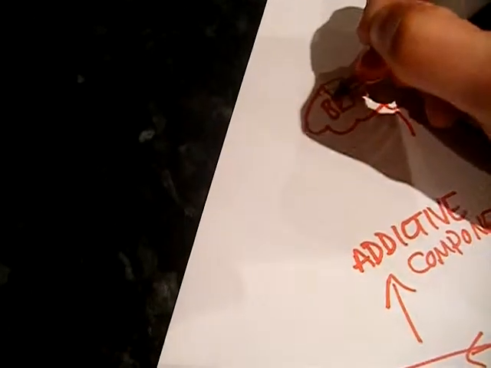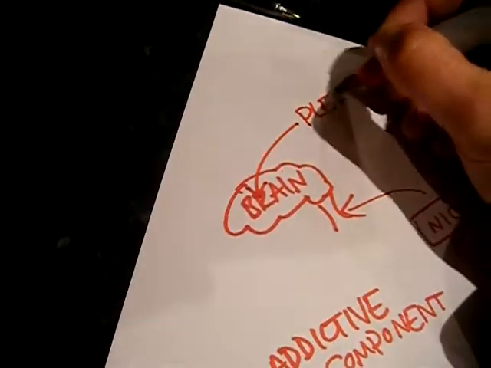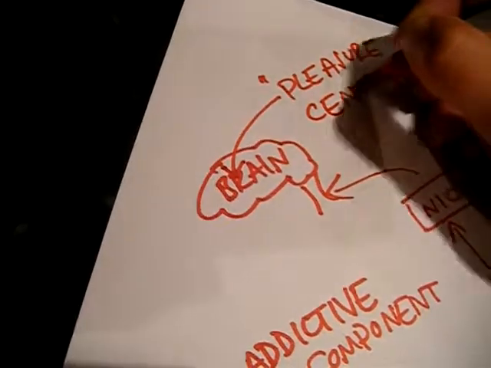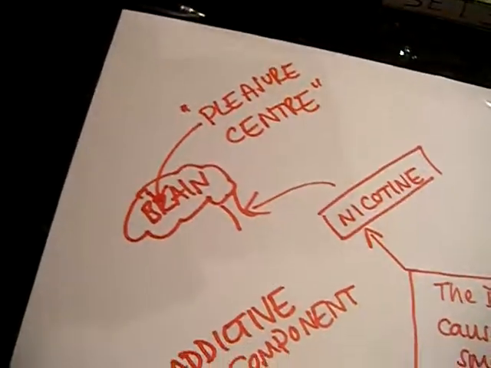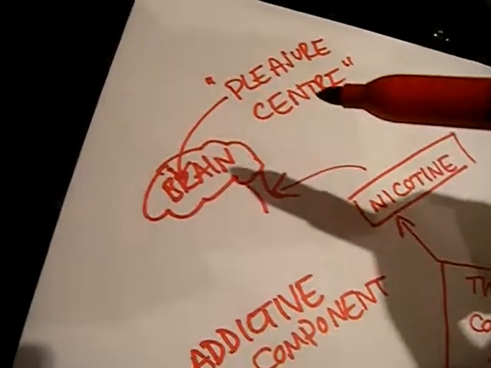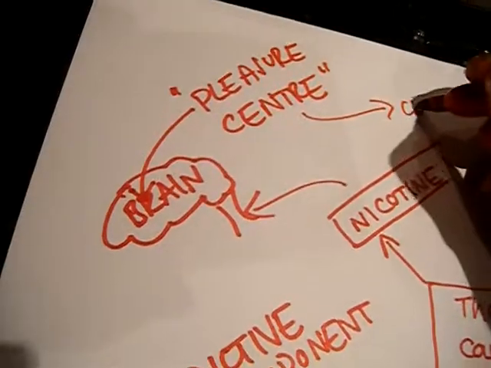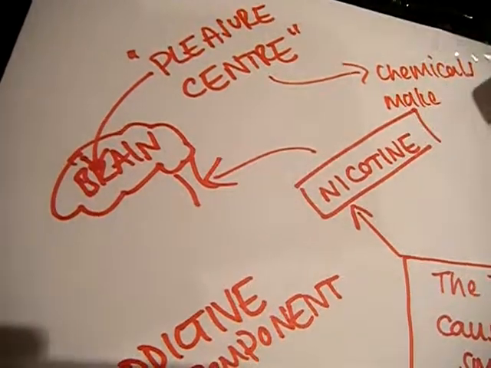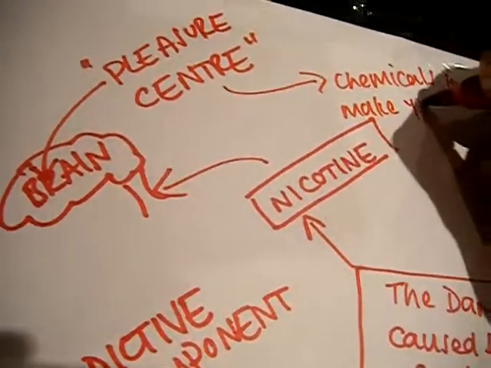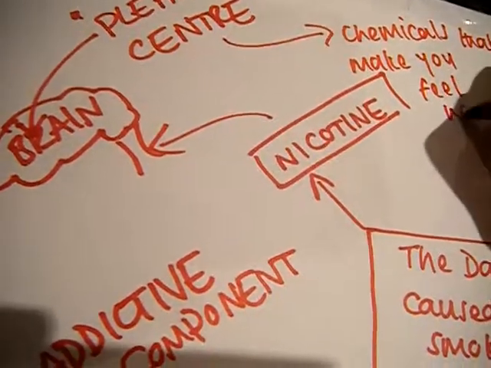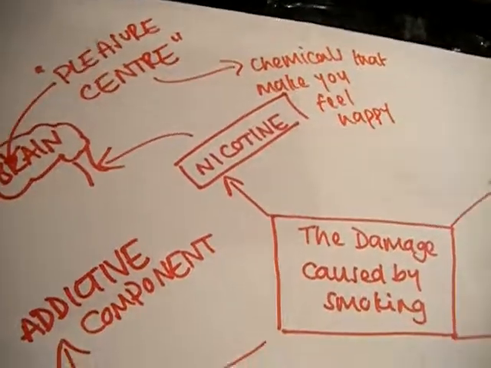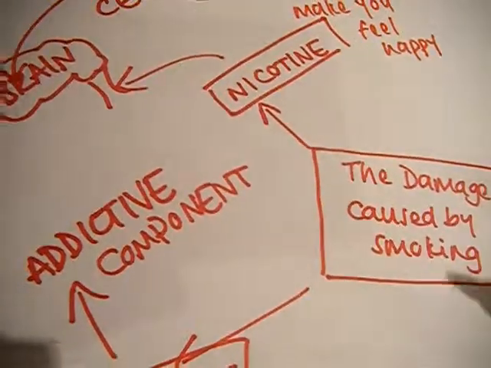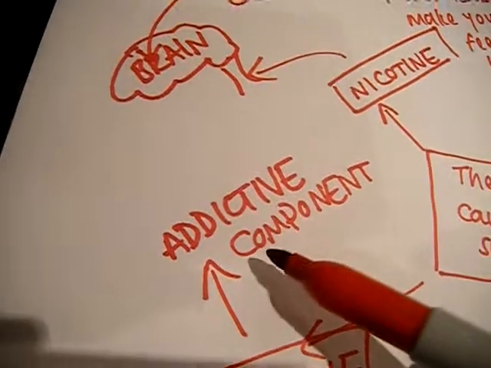So in this part of the brain, there's a pleasure centre. So you take a drag, nicotine goes to your brain, releases chemicals that make you feel happy. Now, because you're getting that happy feeling every time you're taking a drag of your cigarette, you're going to keep coming back for more. And that's what addiction means.